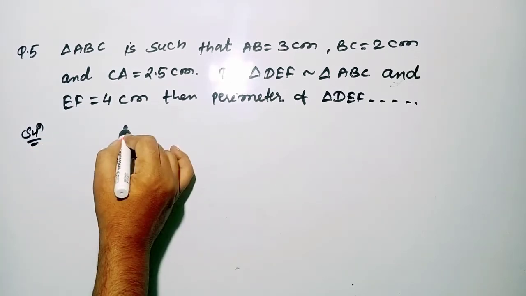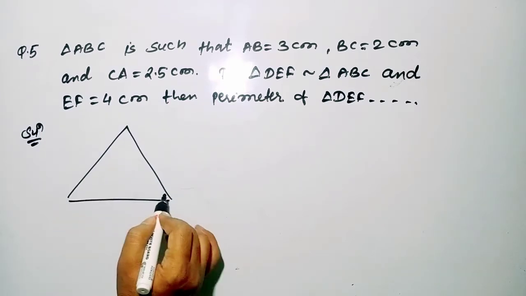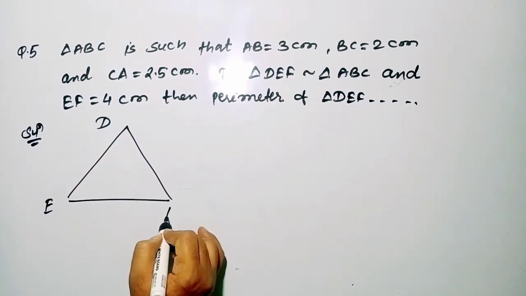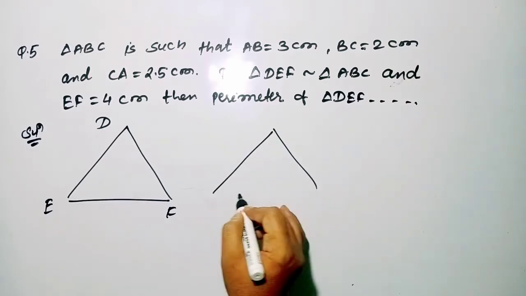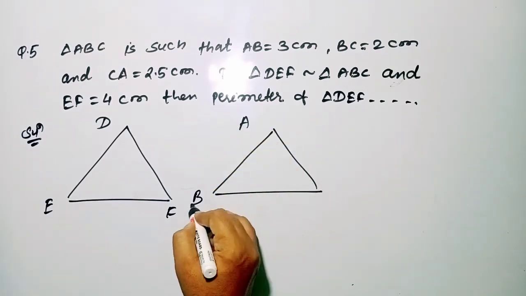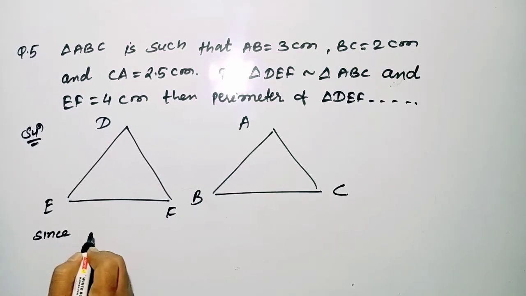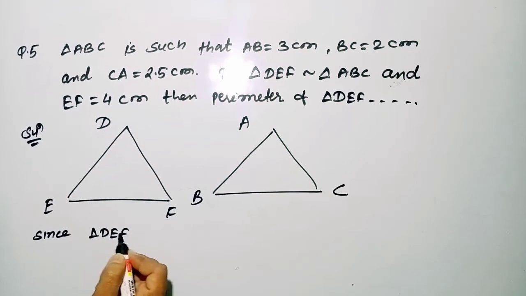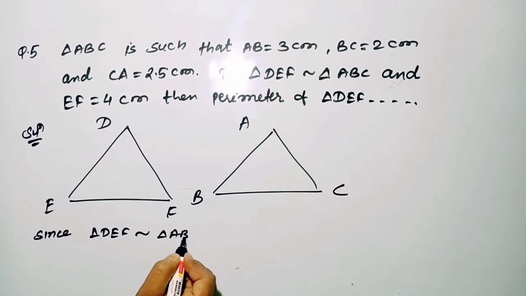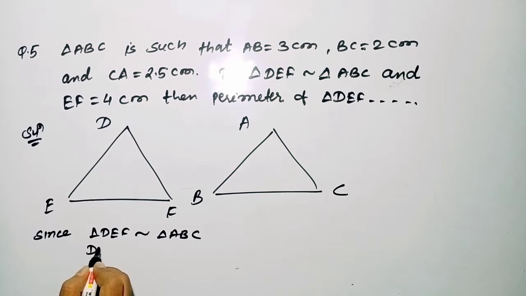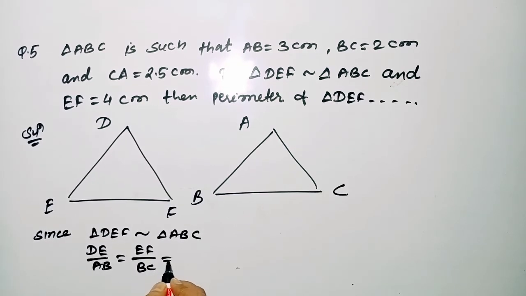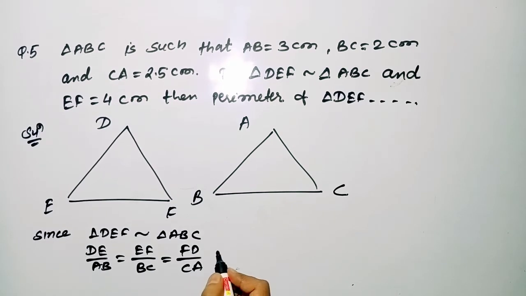Okay, students, so first of all, drawing the triangle ABC, and another triangle DEF, which is similar to ABC, right? So as per the similarity of triangles, we know that triangle DEF is similar to ABC. As per the condition of similarity, DE upon AB is equal to EF upon BC is equal to DF upon AC.